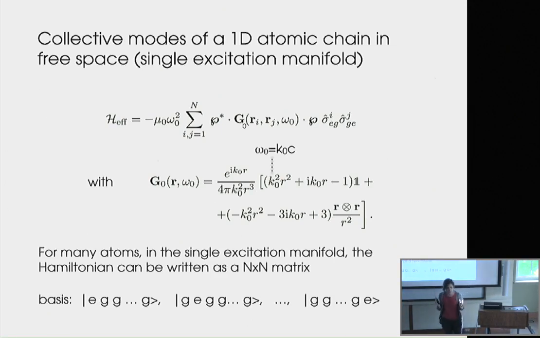When I build this matrix and diagonalize it, the eigenstates of these Hamiltonians are going to be collective atomic modes. And this just represents different spatial configurations of the atomic dipoles. And the eigenstates are going to have eigenvalues associated to them, and these are going to have a real and imaginary part. The real part is going to be the frequency shift of the collective atomic mode, and the imaginary part is going to be a collective decay rate.